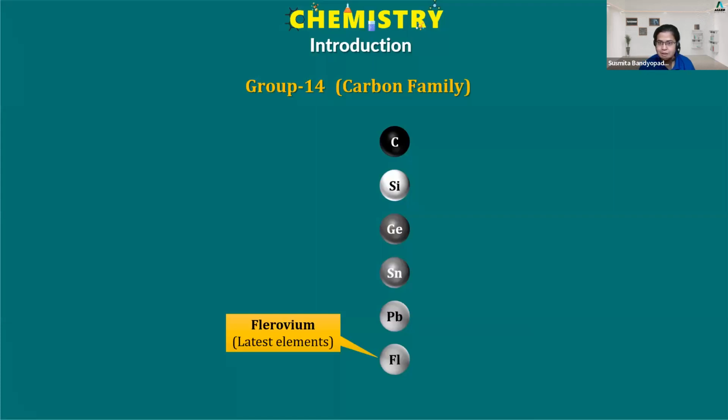And since it's time, let's start. Let's continue. Let's utilize this class to proceed a little more in our syllabus. As you can see, we are talking about which family? Carbon family. Carbon, silicon, germanium, tin, lead, and flerovium. For the last element, I generally use the IUPAC name.